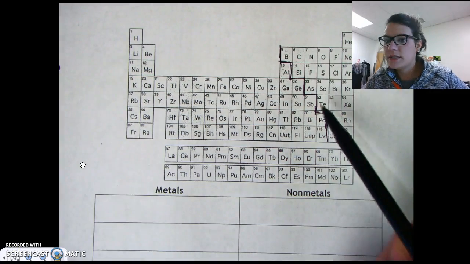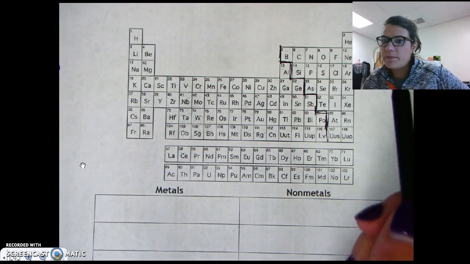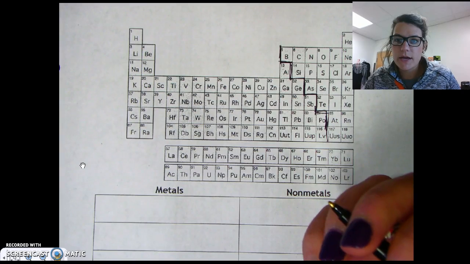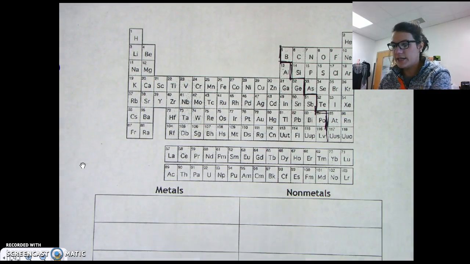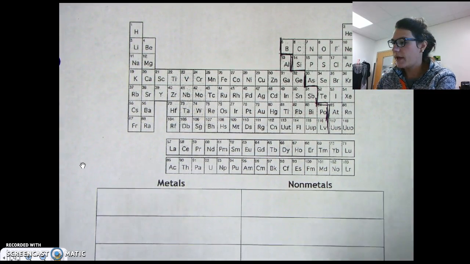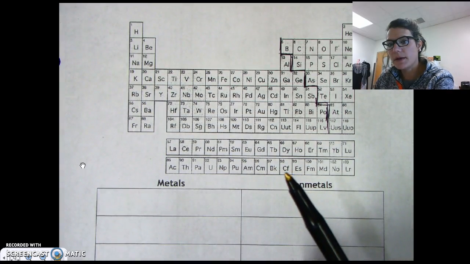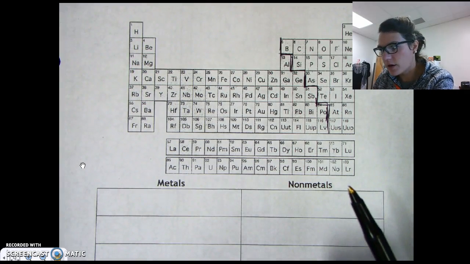I put this little staircase here. Now, you probably have heard before that the metals are located on one side of the staircase and nonmetals are located on the other side, where the things that are on the staircase are called metalloids. So let's identify metals versus nonmetals. If I know that one side of the staircase is metals and the other side is nonmetals, I want to look to see where most metals are.